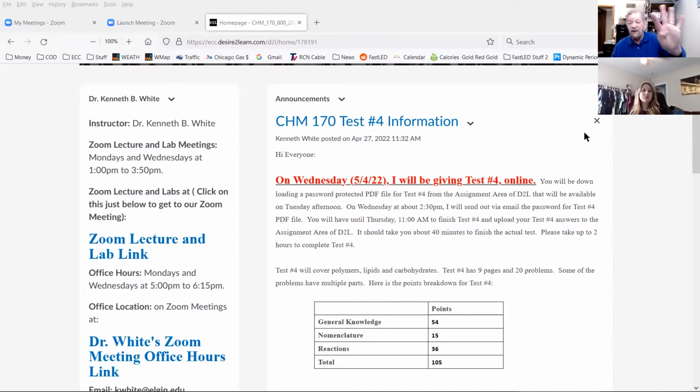I will be giving test number 4, and it'll be online just like I've done the other tests. You will be downloading a password protected PDF file for test number 4 from the assignment area D2L, and I'll have that available next Tuesday afternoon sometime. On Wednesday, when we end class, about 2:30 or maybe even a little earlier, I will send out via email the password for the test number 4 PDF file. You'll have until Thursday morning, 11 a.m. to finish test number 4.